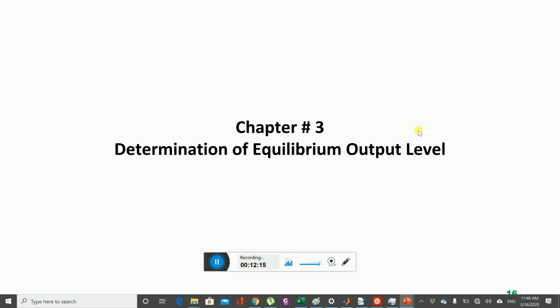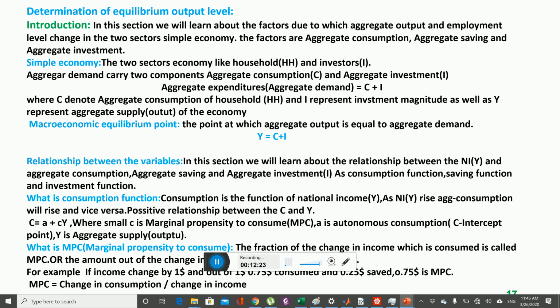Now we are proceeding toward another chapter, determination of equilibrium output level. In this section, we will learn about the simple closed economy, the two sectors economy, the economy in which we have only two sectors. One is household and the other is investors, businesses.